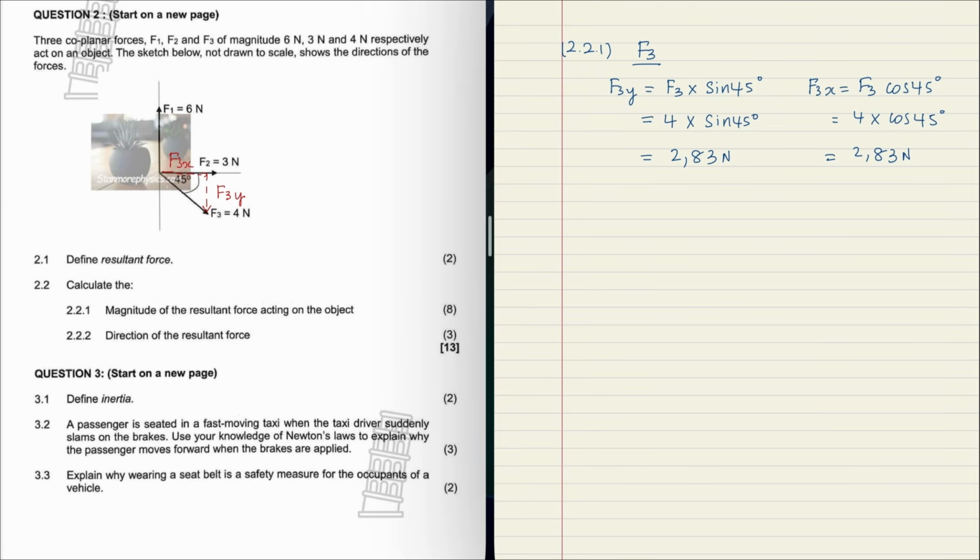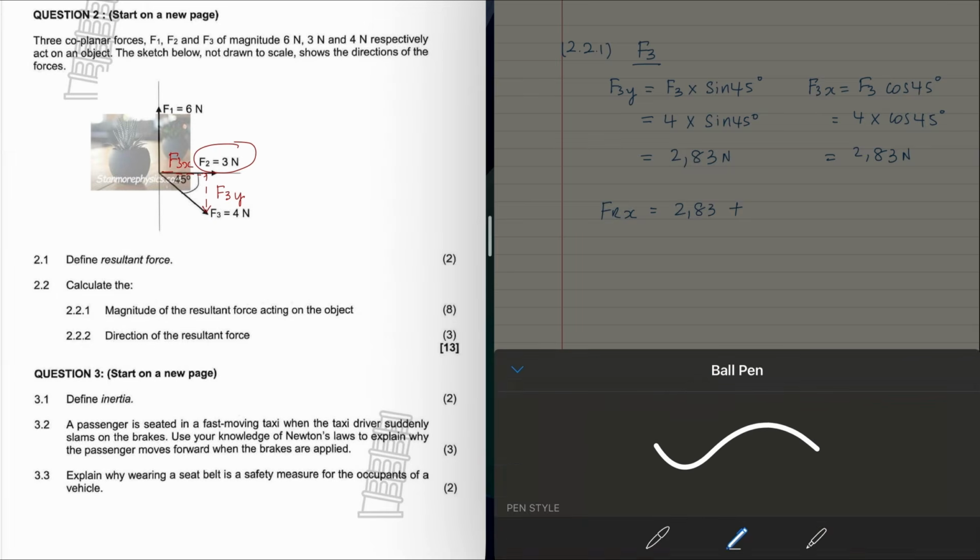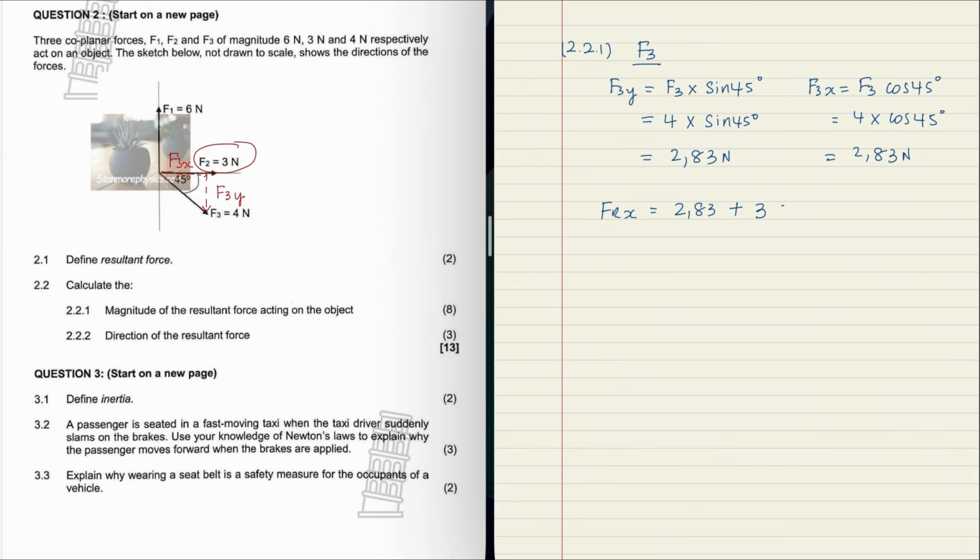So we call it FR, the resultant force in the x direction. It's going to be the 2,83 plus, if we look at what other forces are acting in the x direction, we can see that F2 is acting in the x direction. Because F3x and F2 are acting in the same direction, to the right, we will add them. So plus 3. That's going to give me 5,83 newtons, and that's to the right.